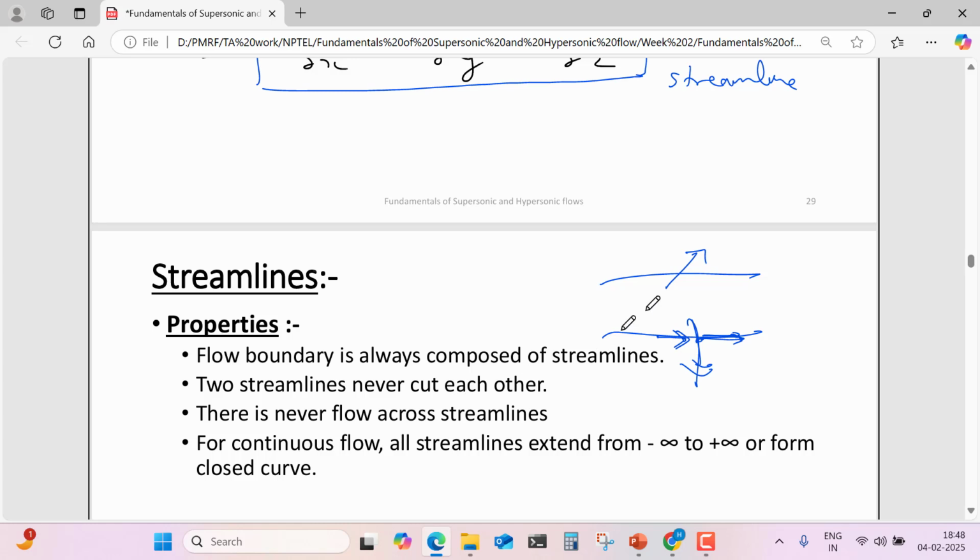Two streamlines never cut each other. If two streamlines cut each other, then at the point of intersection, there would be velocity in two directions, which is not possible. There is never flow across a streamline. For continuous flow, all streamlines extend from minus infinity to infinity or form a closed curve. So for continuous flow, either the streamline will become a closed curve or it will extend from minus infinity to plus infinity. There will not be an end of a streamline.